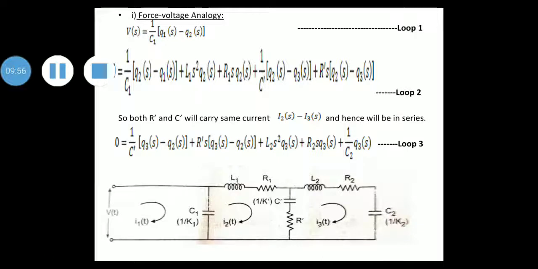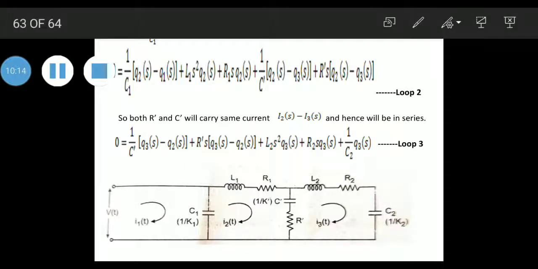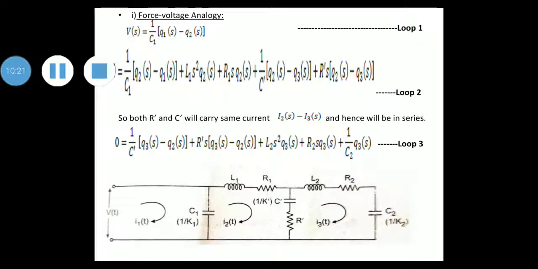So first we'll have 3 loops. Loop 1 equation is with capacitor C1 only, and that capacitor C1 is present in both loop 1 and loop 2. So draw capacitor C1 in both loop 1 and loop 2. Then I1 of t is the current in the first loop, I2 of t is the current in the second loop, I3 of t is the current in the third loop. Then the input voltage is V of t.